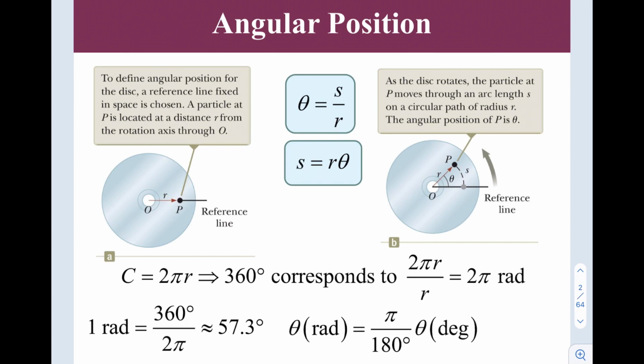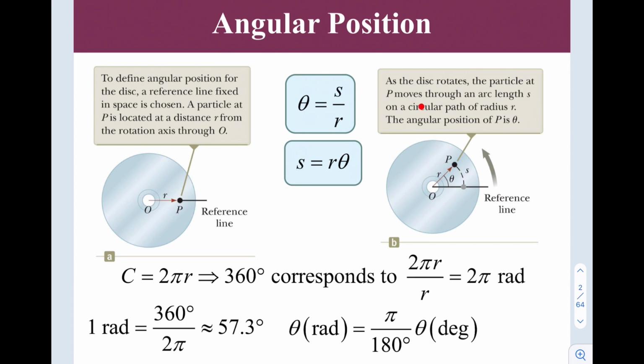So the terms that we need to get used to are the angular terms. Firstly is angular position. To define angular position for a disc, let's say, for example, a reference line fixed in space is chosen. This is our reference line. A particle at P is located at a distance r from the rotation axis through point O. So point P has position r from point O, the axis of rotation.